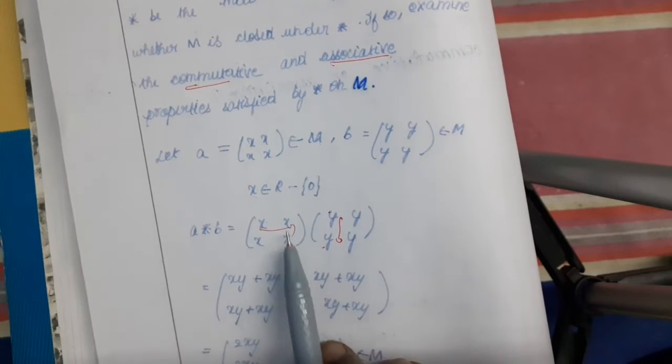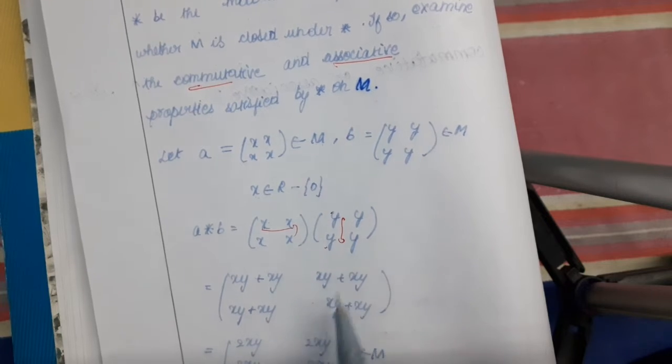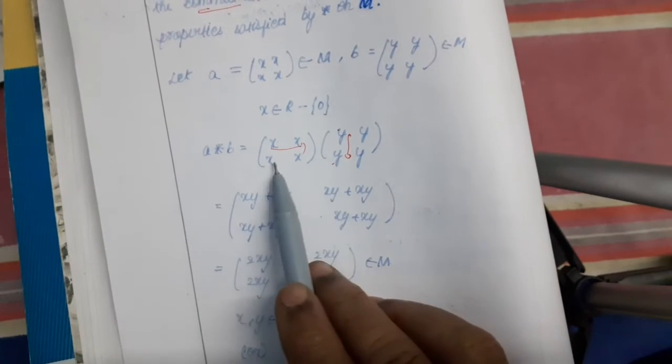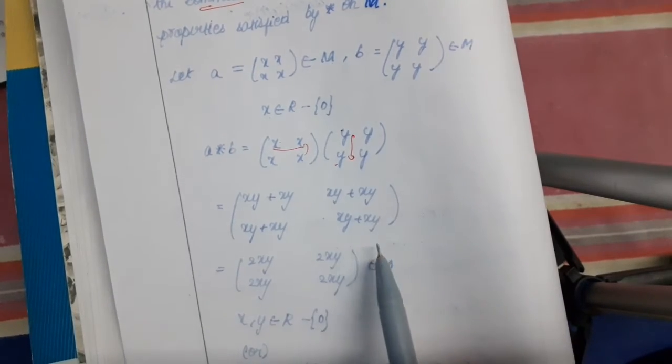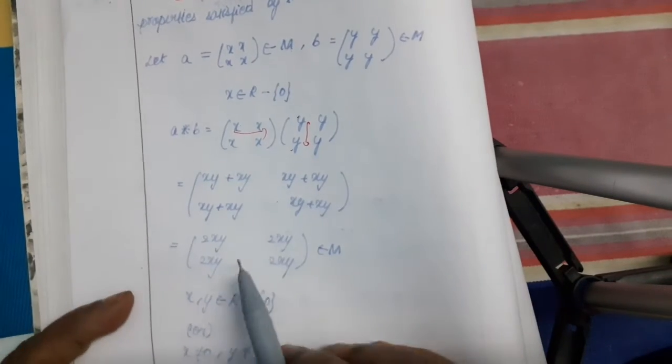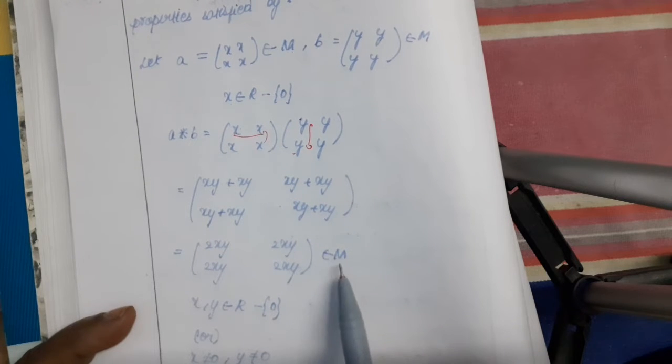Similarly, first row with the first column, first row with the second column: XY, XY. The same thing comes for the second row with the first column: XY plus XY. Here also second row with the second column: XY plus XY. So we get 2XY, 2XY, 2XY, 2XY. So this belongs to M.